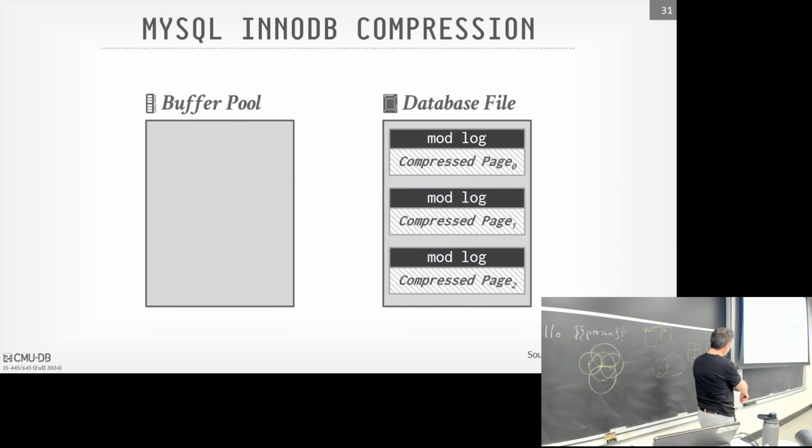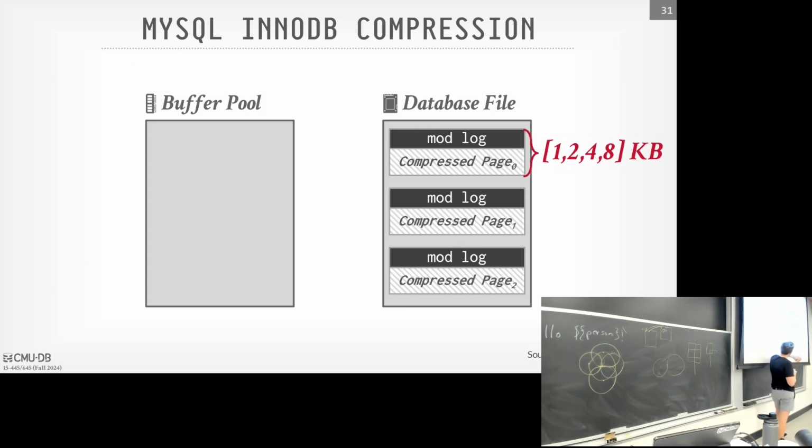This is how MySQL does it. You have a compressed page, and it's going to be one of 4 possible sizes: 1, 2, 4, or 8 kilobytes. If you're less than the next size up, they just pad it out. So if you're 3.8 kilobytes, they'll pad you out with a bunch of zeros to make you 4 kilobytes. That allows them to use fixed length offsets to jump to the different pages that you need. They also have a mod log space at the header of the page that they can use to absorb writes without having to decompress things.